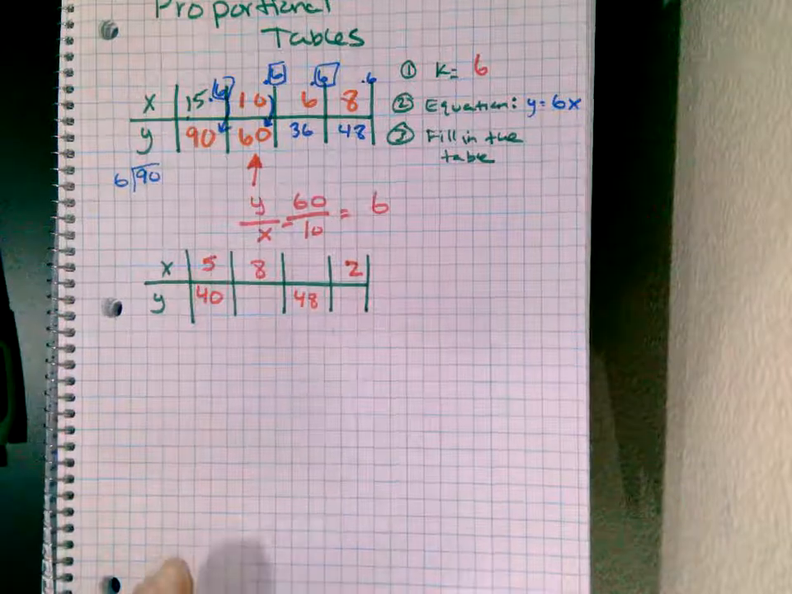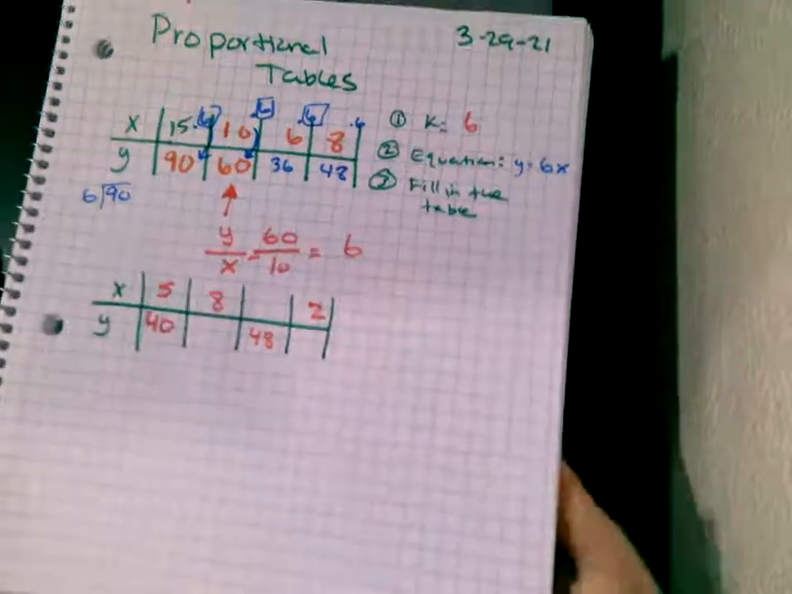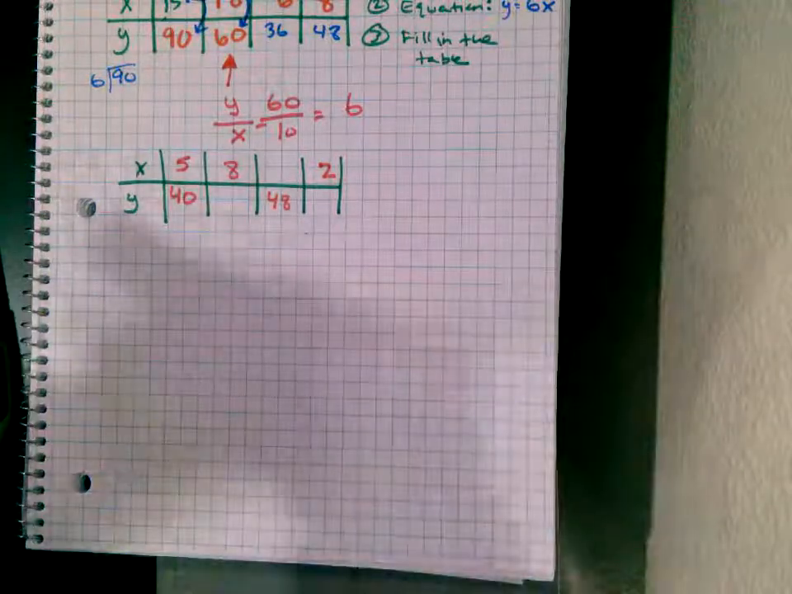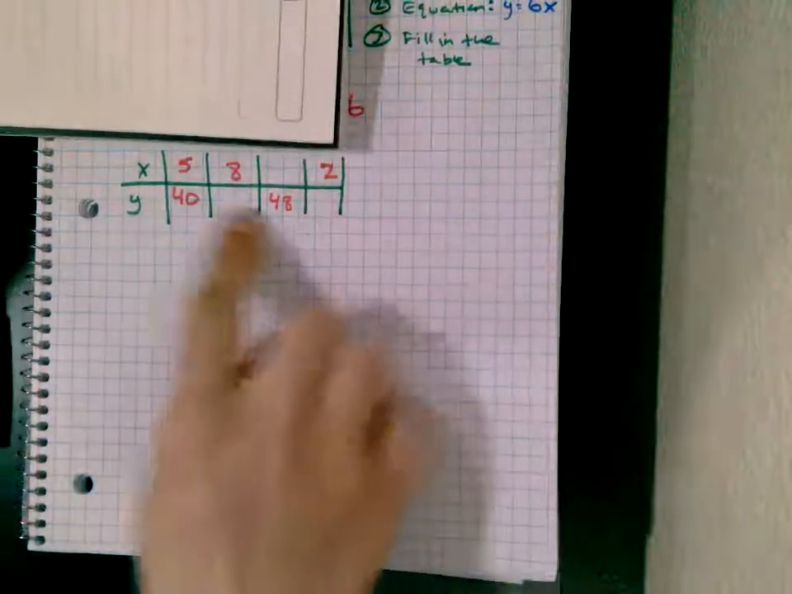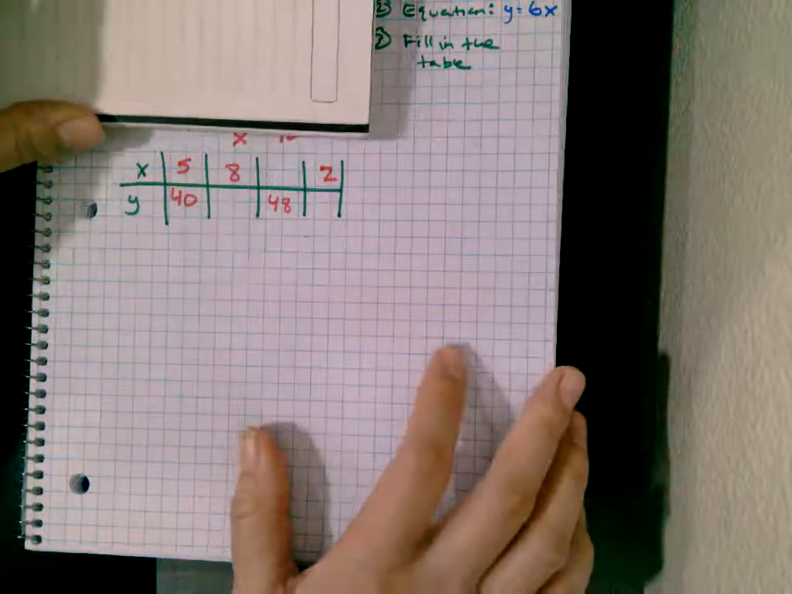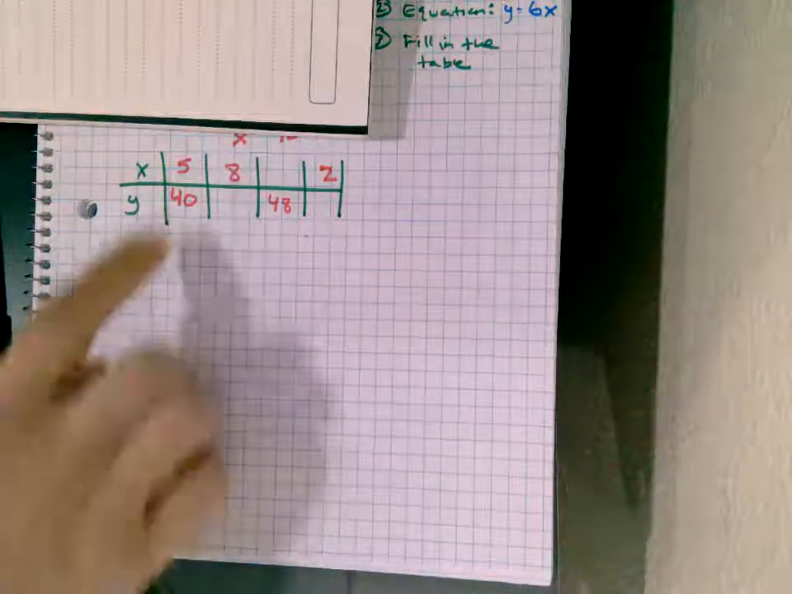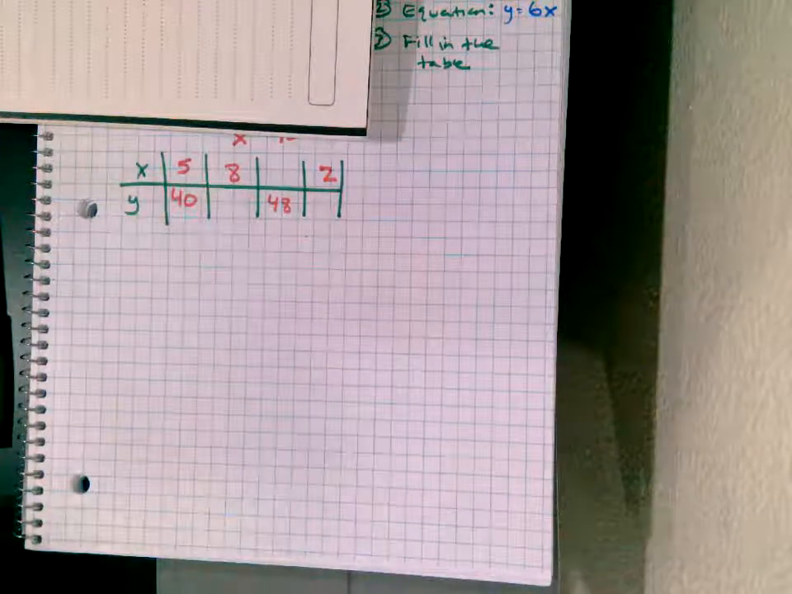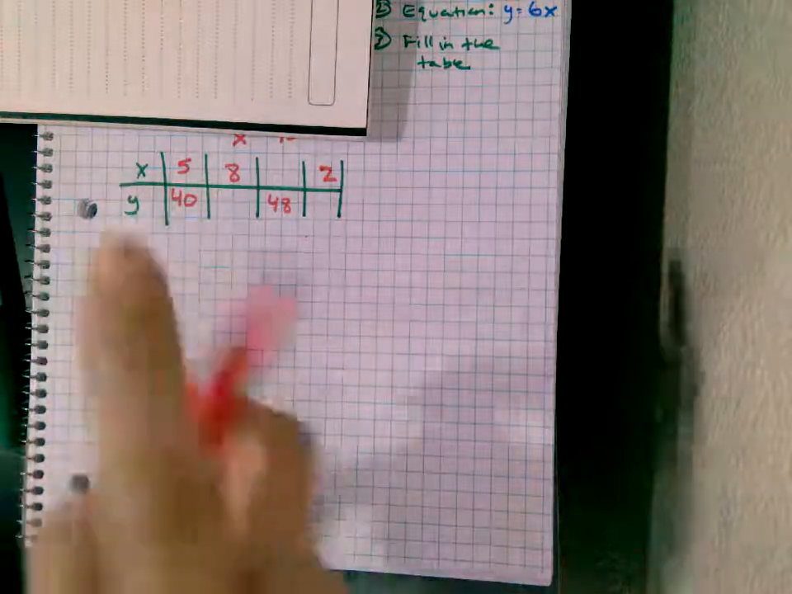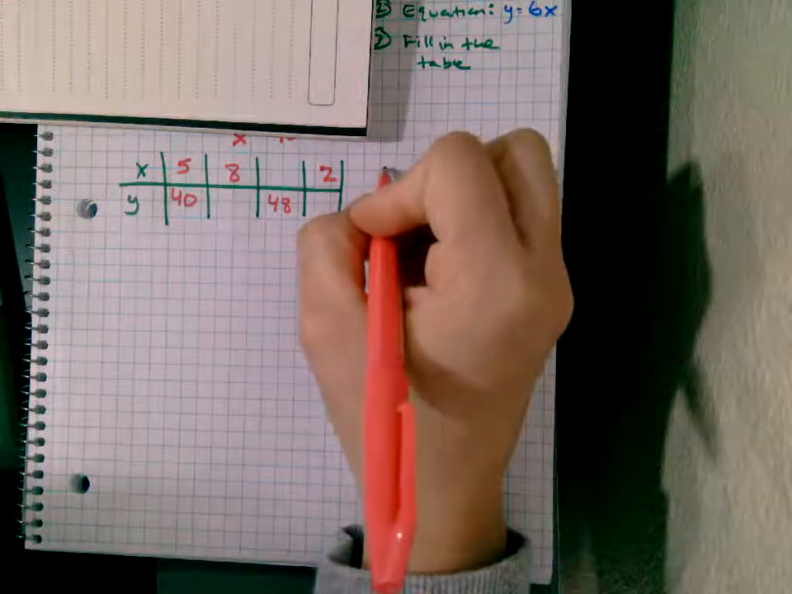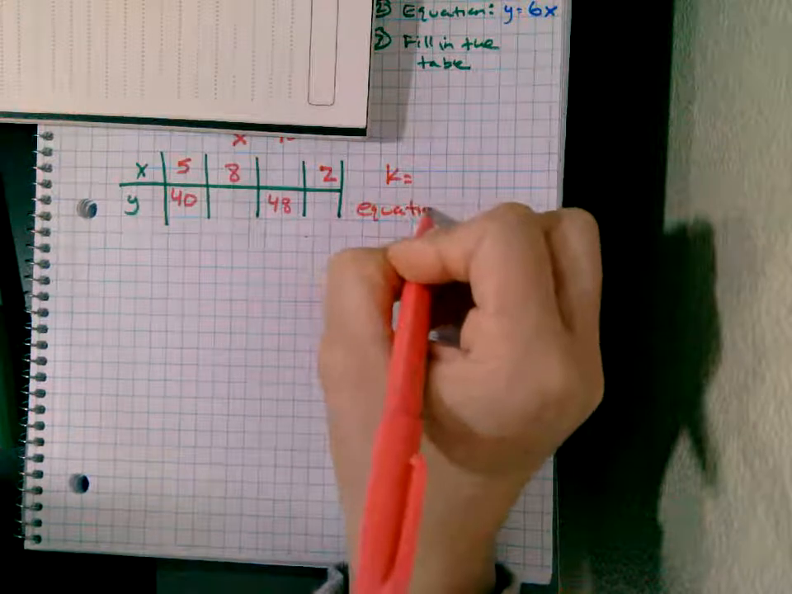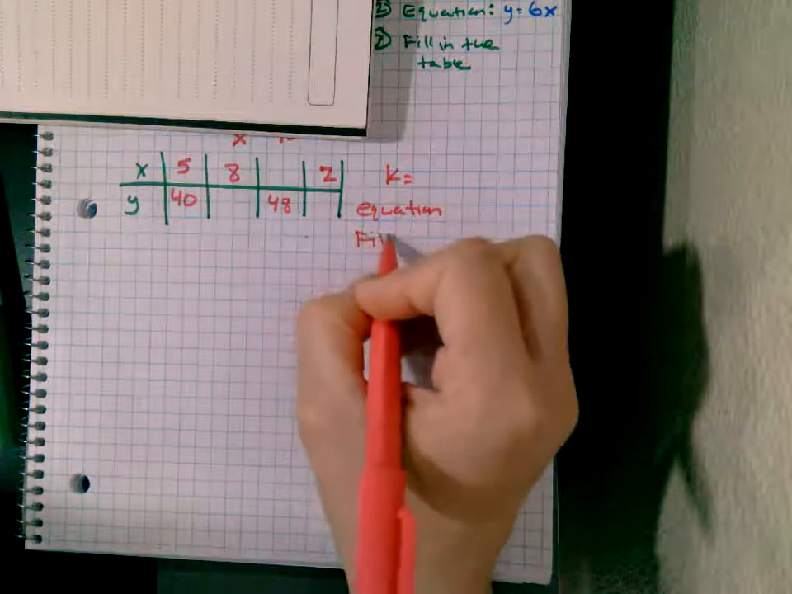All right, so we have this table right here. Here's my table. And sometimes they'll give you two complete or one. I just gave you one pair. Sometimes they'll fill out more. I just gave you one right now, 5 and 40. So I'm looking for what K equals, what's my equation, and then fill in the table.